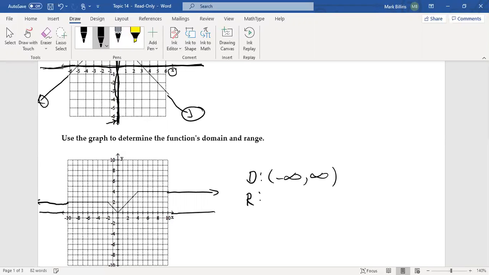Now our range, remember, you're going to be looking at the y-axis. So we're going to start at -10 and work our way up until we hit our first point. Our first point, which would be our lowest point, is 0. So our range has the smallest point at 0. We continue up the y-axis until we get to the top of the graph. The top of the graph is at 4, and that would be included as well. So our range are all the values from 0 to 4, or the lowest point to the highest point on the graph.